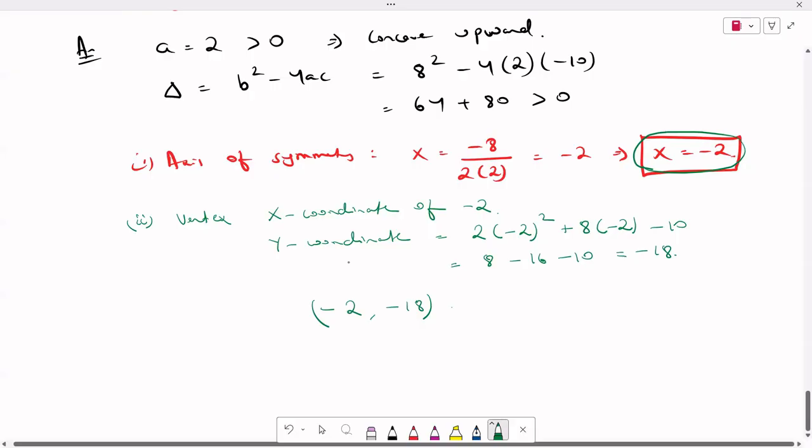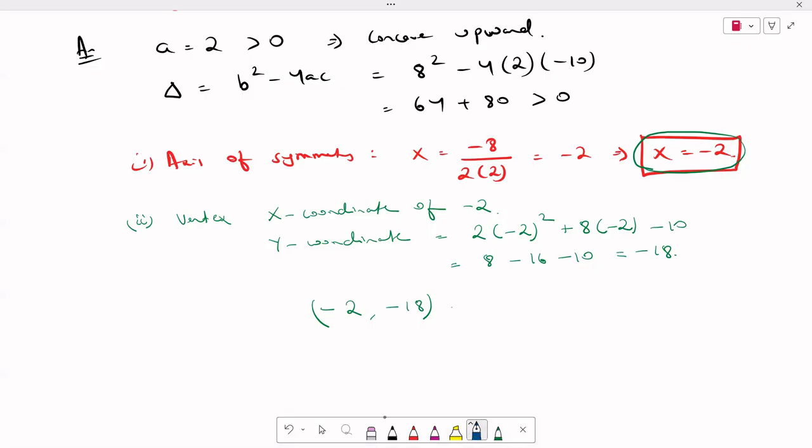Is that all? I know it's a concave upward parabola. I know the axis of symmetry is the line x = −2. I know the turning point of the parabola is (−2, −18). But I still need one more point to be able to draw the quadratic perfectly. That point can be the y-intercept, and to find it, we take x = 0 in this equation.